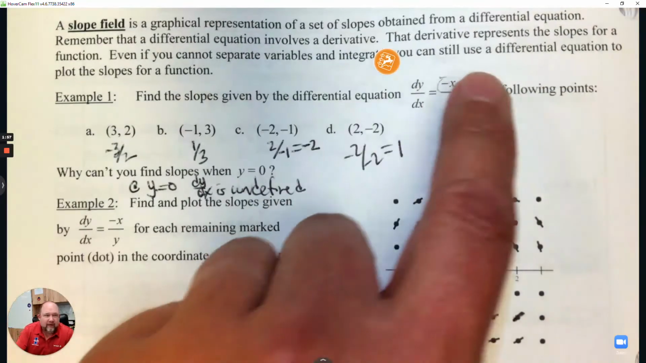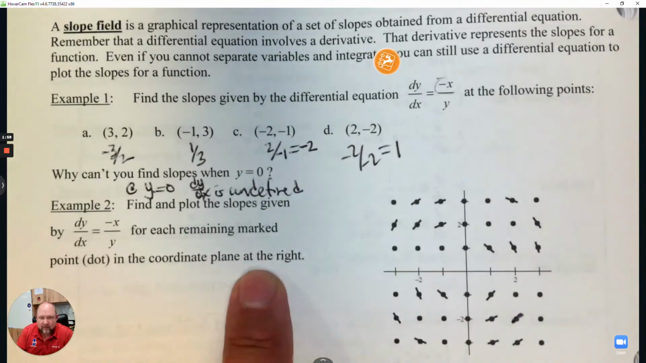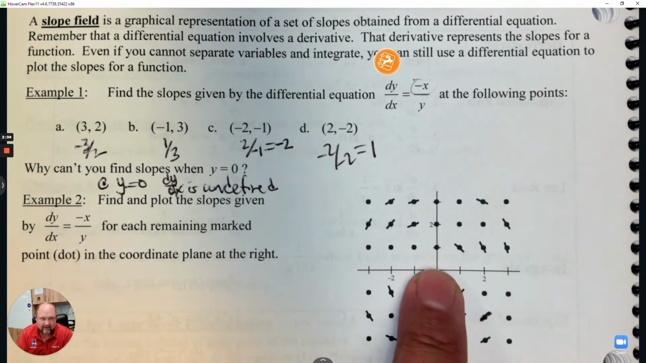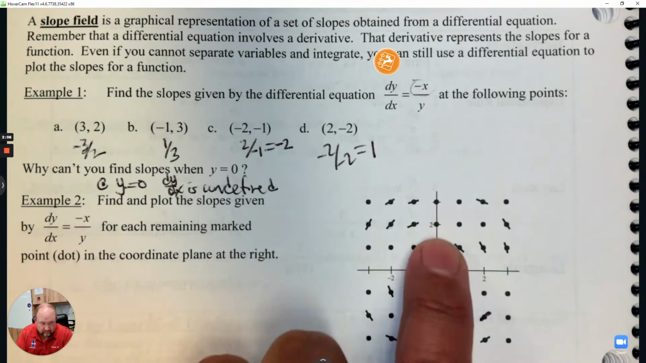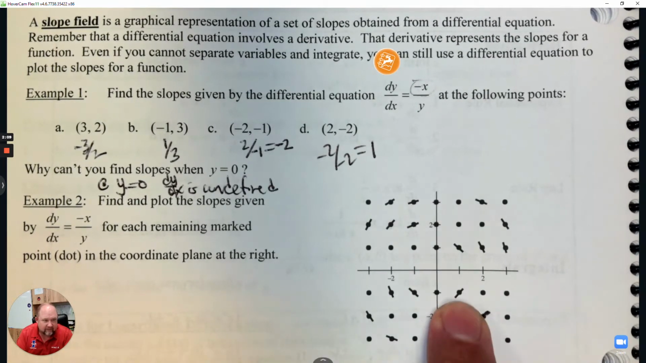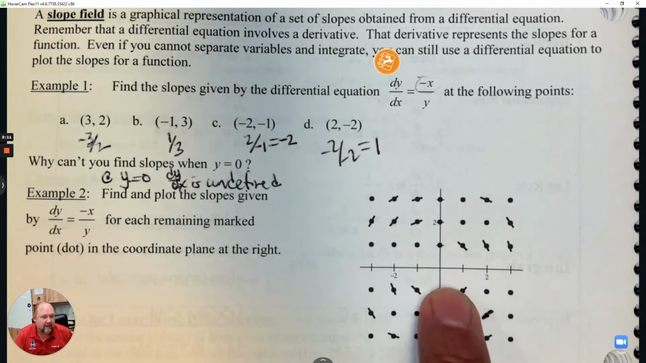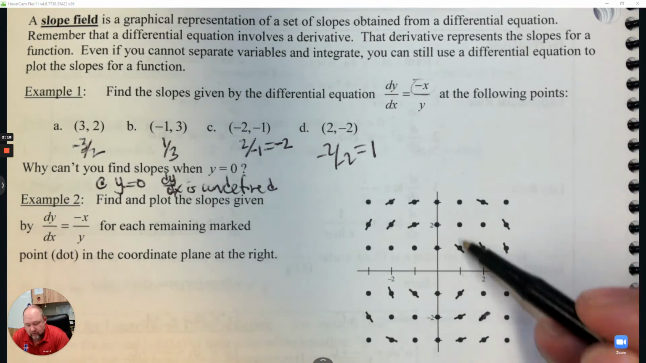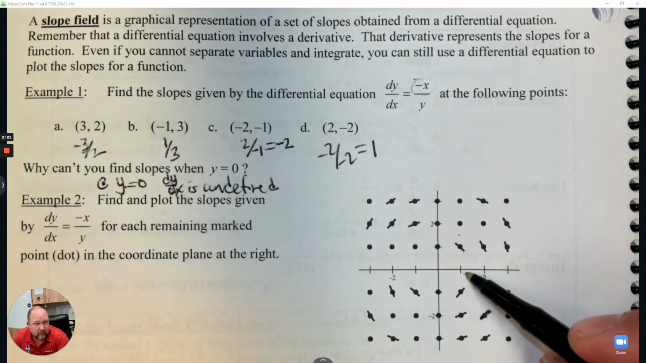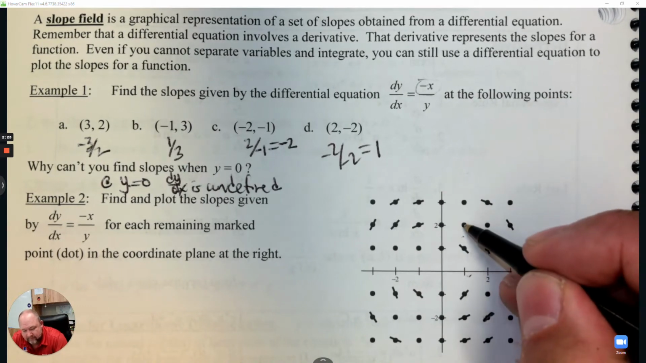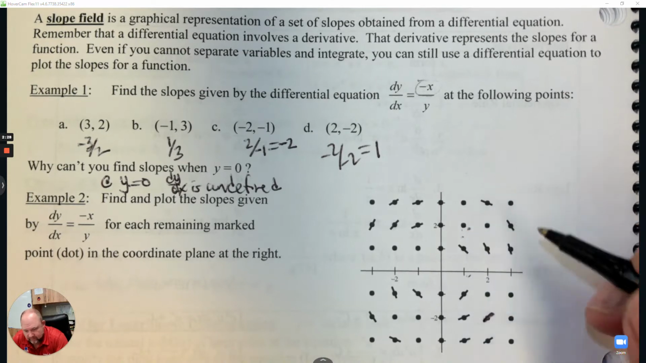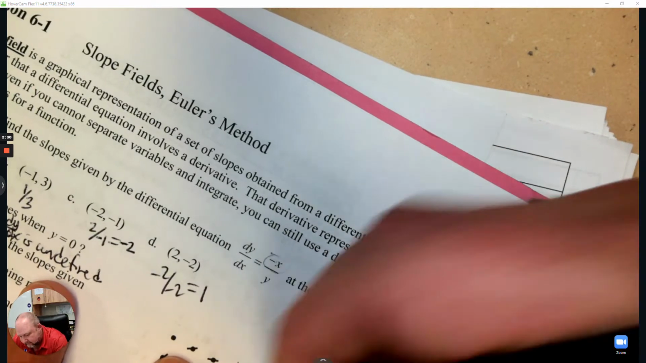In example number 2, I have the same one. For each remaining marked point, can you find the slope of each one, going one at a time? However you want to find this, start with (1, 2) and see if we see the pattern here. That would be negative 1 over 2. So picture being able to go down 1 and to the right 2 and then draw a little line from that.